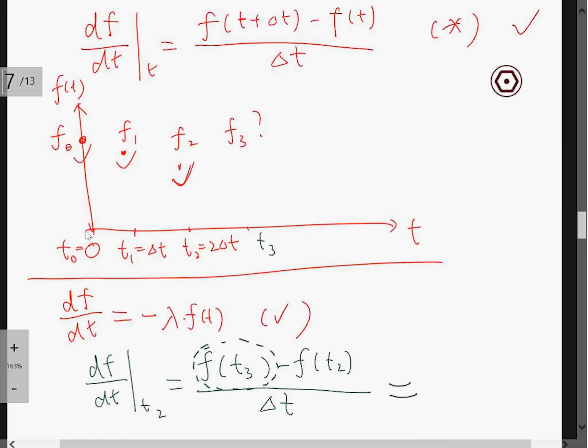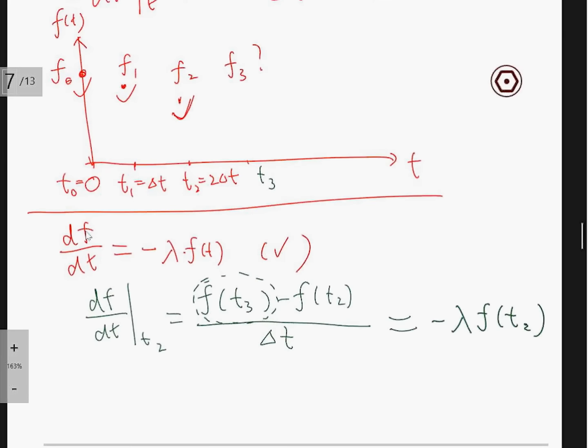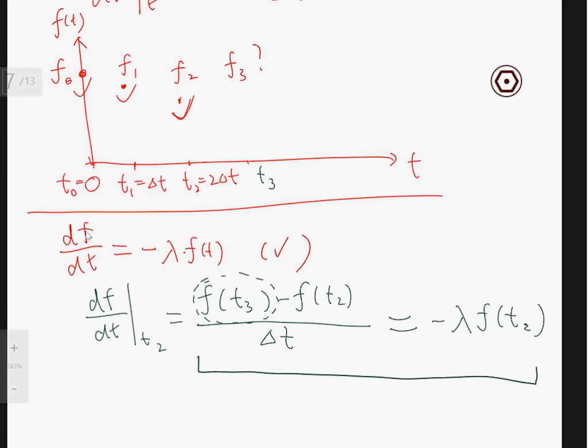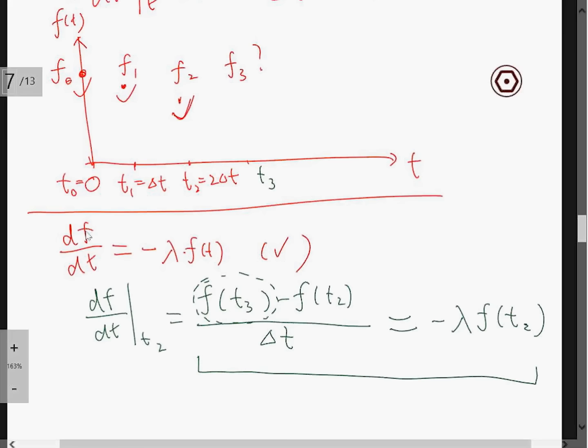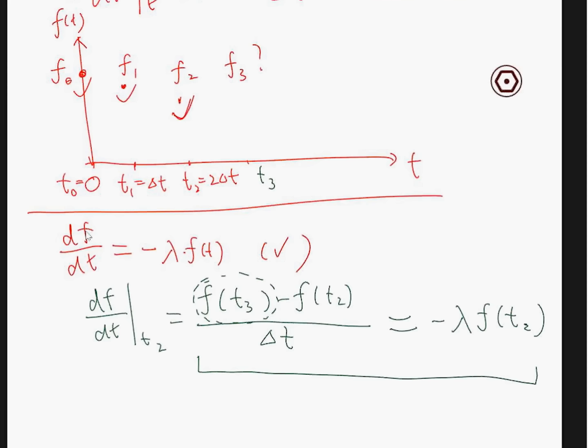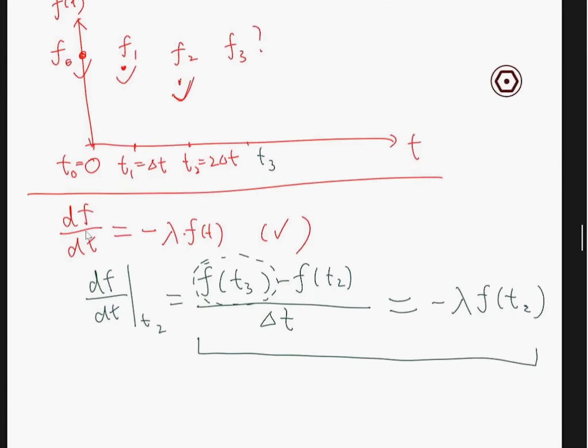And this is df dt, by the differential equation, equal to minus lambda times f at T2. Now, by plugging both the approximation of the derivative and the function together, we converted the differential equation into a what equation? Yeah, into a difference equation, an algebraic equation. We can just compute, right?